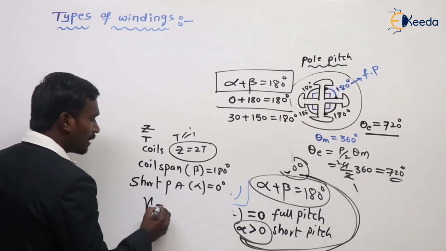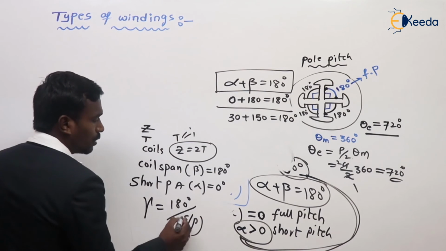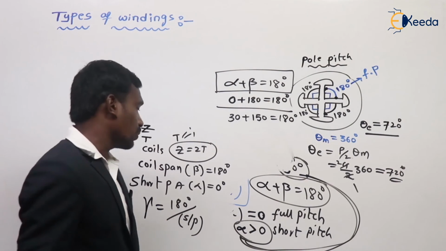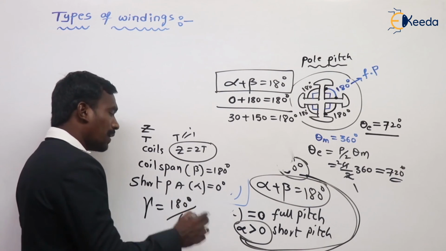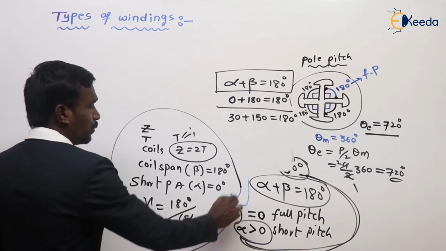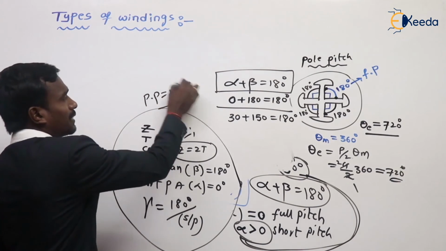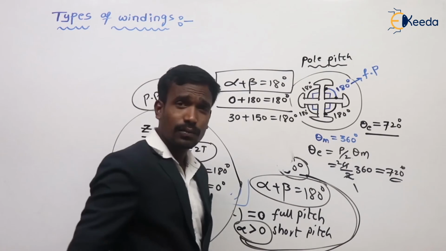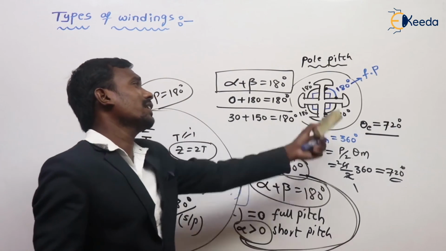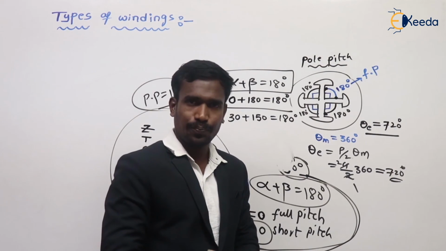And slot angle gamma is equal to 180 degrees upon slots per pole. This is the overview, and we have the pole pitch. Pole pitch is equal to 180 degrees, of course. Pole pitch is equal to 180 degrees for full pitch winding. That is an overview of this video.